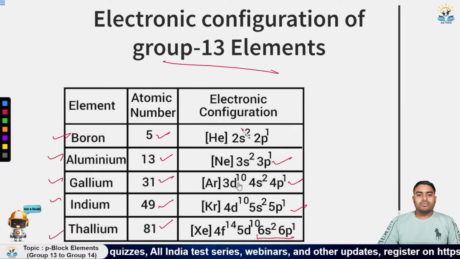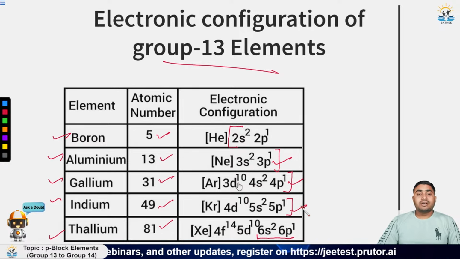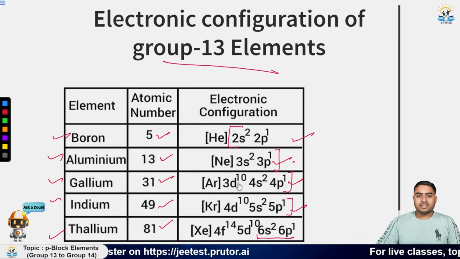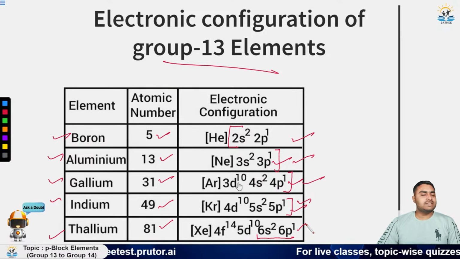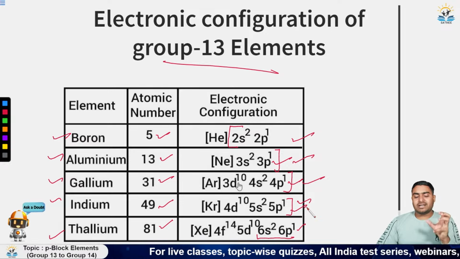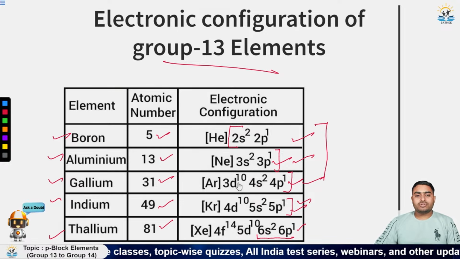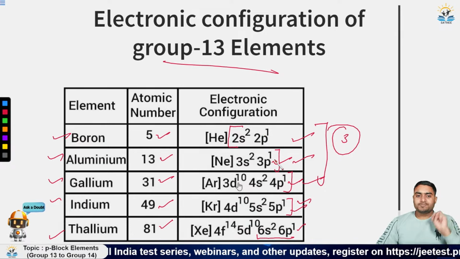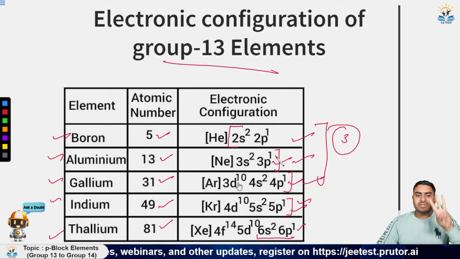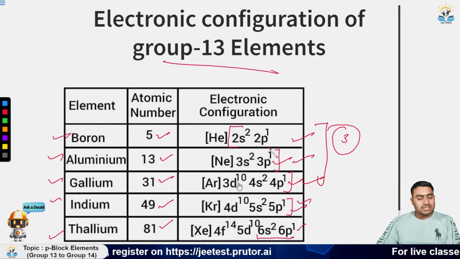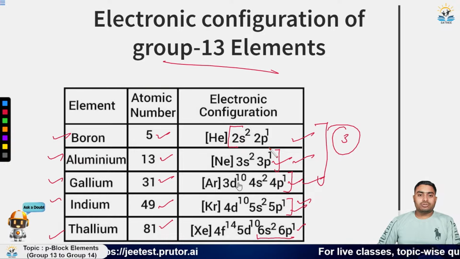Here the valence shell is second, third, fourth, fifth, sixth. As the period number increases, this belongs to the second period, this is the third period, fourth period, fifth period and sixth period. So definitely 2s2 2p1, 3s2 3p1. The number of last shell electrons is only 3 in each case: 2s2 2p1 is 3, 3s2 3p1 is 3, 4s2 4p1 is 3, 5s2 5p1 is 3, 6s2 6p1 is 3. That means we will be discussing some properties with the help of these valence shell electrons.